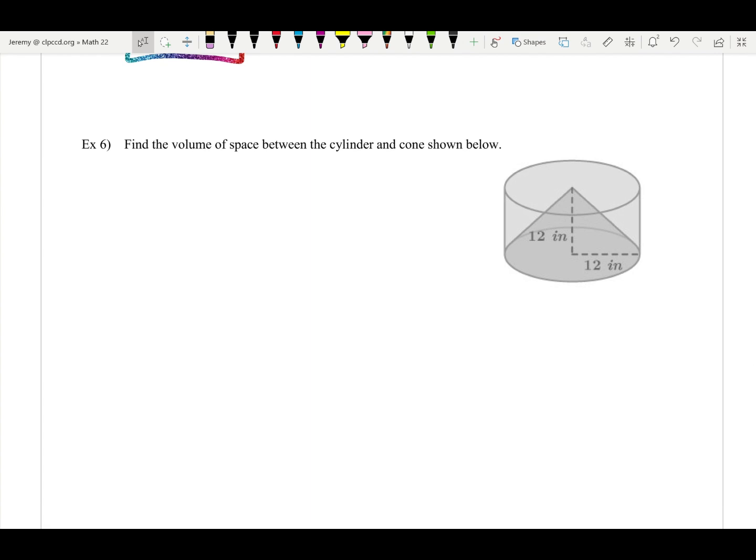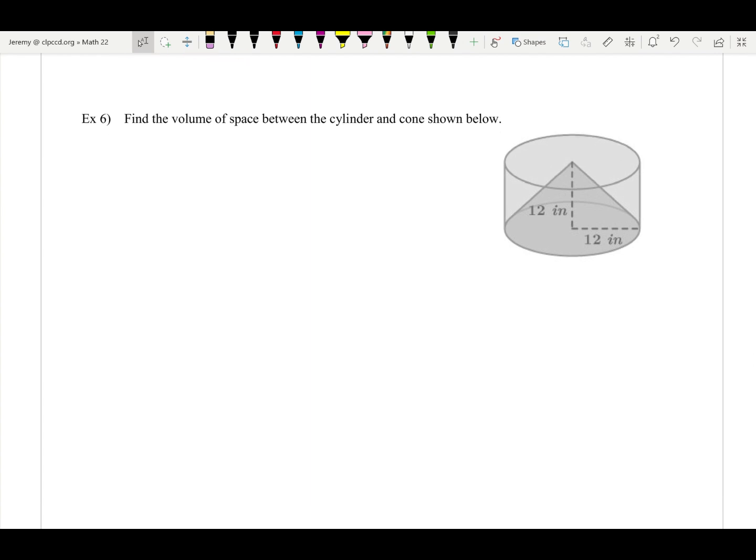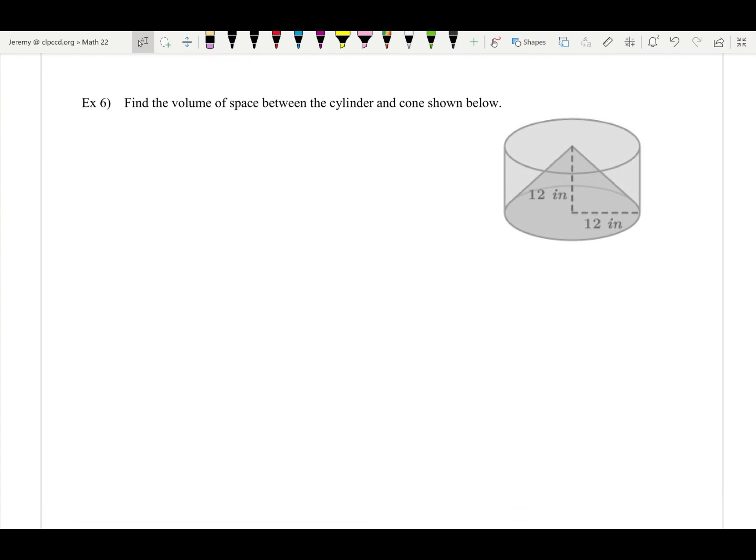Example 6, this is kind of a trippy one. We want to find the volume of the space between the cylinder and the cone shown below. So we're trying to find the volume of this shaded shape here. And I don't know what to compare this to. It sort of looks like a skateboard wheel or something. So this cylinder in here is actually empty space.